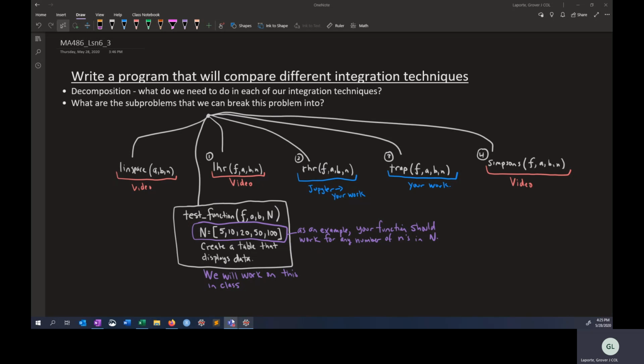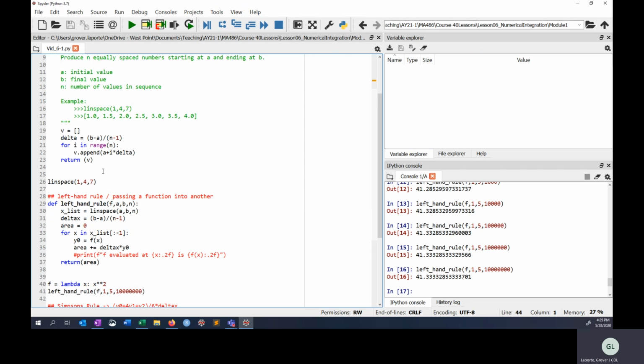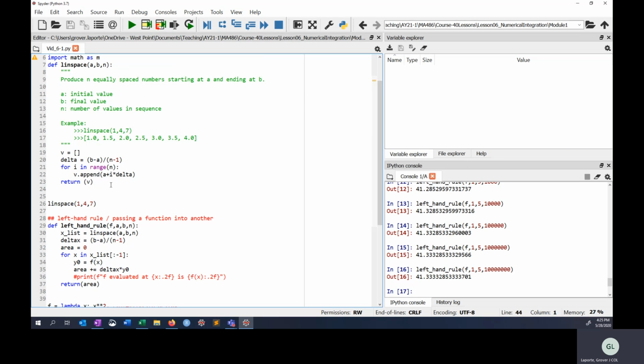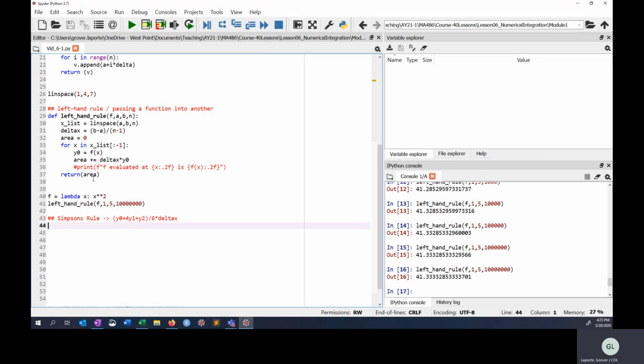All right, so let's jump into the programming piece and start doing that. So sort of where we left off last time, if you remember, we did lens space. We did a left-hand rule where we returned the area. And then we saw that it was getting closer and closer. And I actually did the calculation. It is actually 41 1/3. So that's a good thing that it gave us what we were looking for.